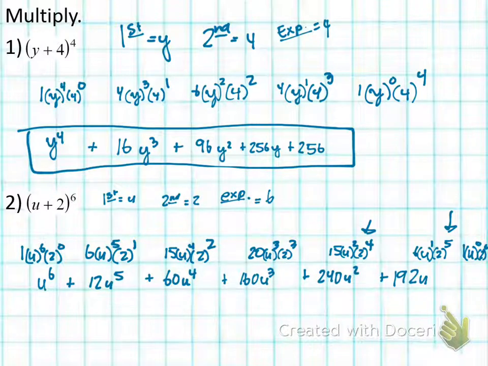I think that's right. I'll just double check it. 32 times 6 is 192. Yep, 192. Okay, just checking my work. And the last one, 2 to the 6th power is 2 times 2, which is 4, times 2 is 8, times 2 again is 16, times 2 is 32, times 2 is 64, times u to the 0 is 1, times 1 again is just positive 64. Okay, that's it. That's your answer.